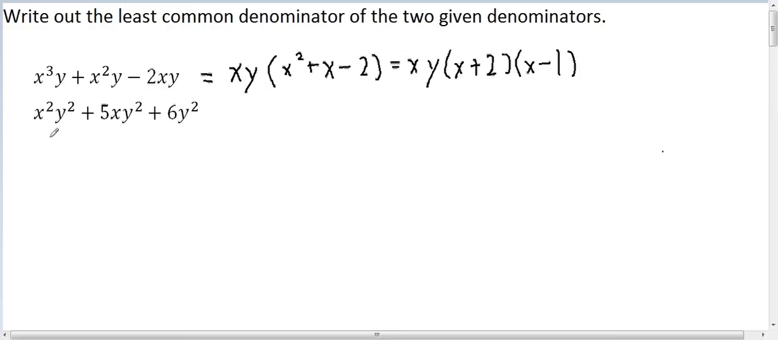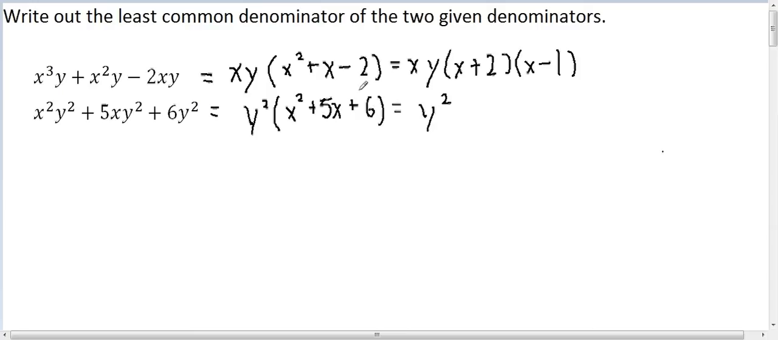Next, let's factor the second polynomial. If we look at the three terms, x squared y squared, 5xy squared, and 6y squared, I see that we should be able to factor out y squared. And when we do that, we're left with x squared plus 5x plus 6.